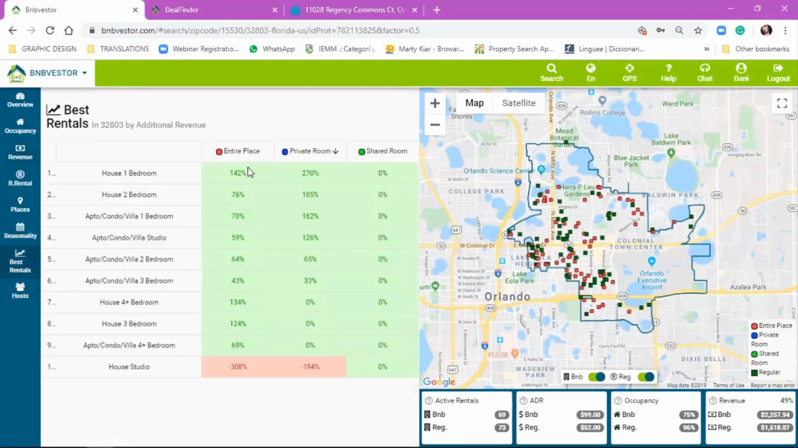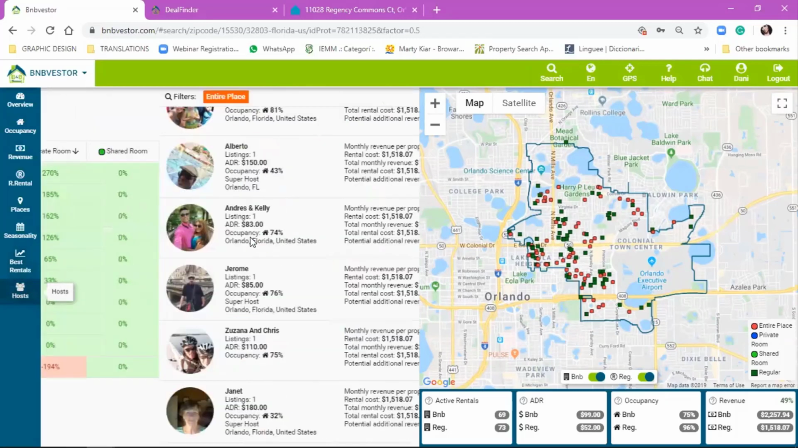Let me see over here. Okay. Best rentals in this area, house of 1 bedroom for the entire place. Then for the private room, it means that you can squeeze in a sofa bed maybe and divide this in two. You can also have a 270% of additional revenue for private room. And let's see which one's the highest other. Okay, a house of 4 bedrooms, 134%. A house of 4 or more bedrooms, I apologize. And then for a private room, the second one ranking is a house of 2 bedrooms. So we can rent it individually and you will still get a very high additional revenue.